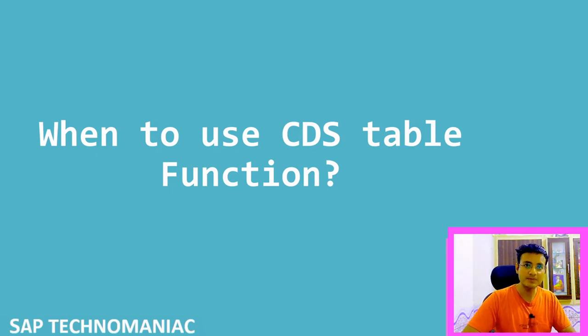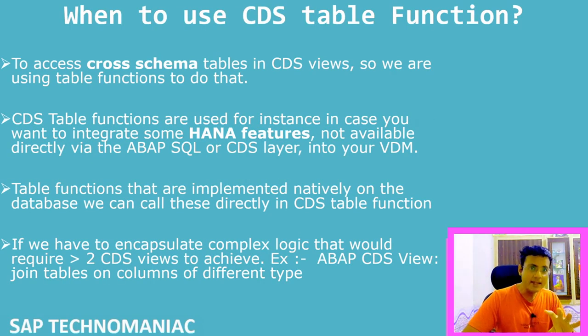There are mainly four things as per my experience, and I have discussed with my colleagues as well. I came to the conclusion that these are the maximum scenarios where we really need the CDS table function. There might be others also, I'm not sure, but as per my experience and discussion with my colleagues, I got to know these four things. The first thing is when we have to access the data from the other schema, or we can say cross schema.